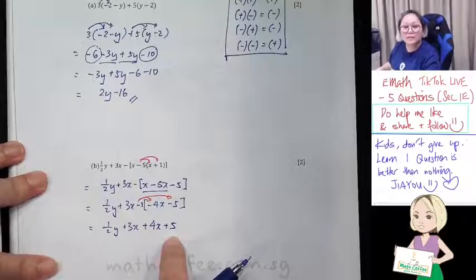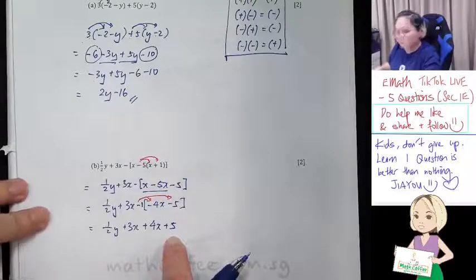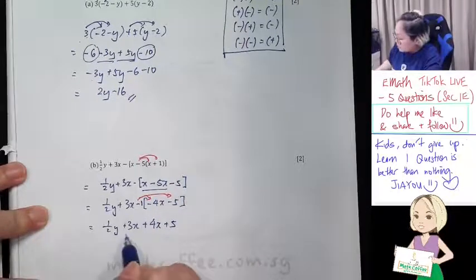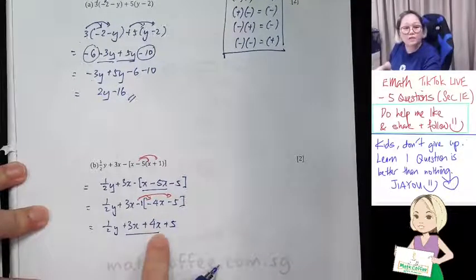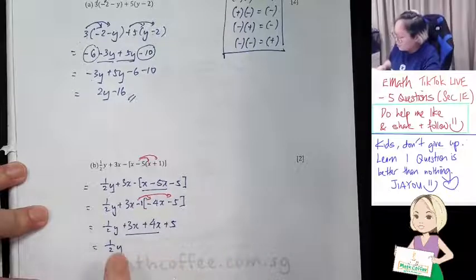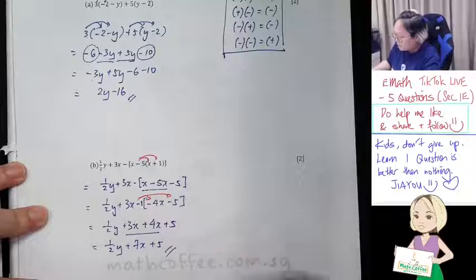So next is simplify the... Yeah, I break down the steps, you see. Okay, so this part is like terms. So 3x plus 4x is 7x. So this one got no friends, stand alone. This one is 7x. And then after this one is plus 5. And you are done.